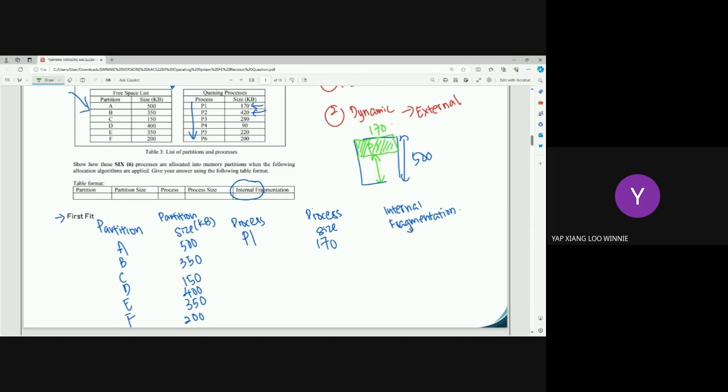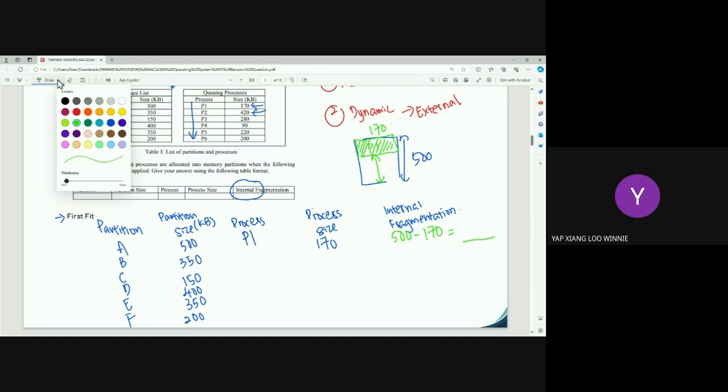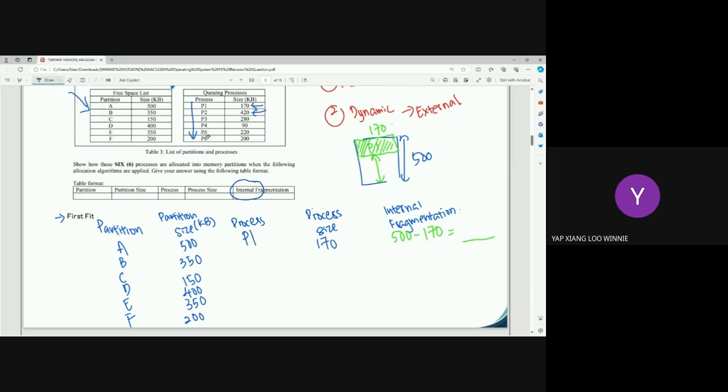So to calculate the internal fragmentation, you use 500 minus 170. This one is the original space. This one is the space that you have used up. So your fragmentation will be what? You go and calculate. I'm not going to do the calculation, I'll just teach you how to fit it in only. But no worries, I will provide the answer as well, so you can do it on your own and check. The best way is you watch my video and then do it on your own, then check the answer. Don't just follow me every step. Now, we have done process 1 already, right? Process 1 is now done.